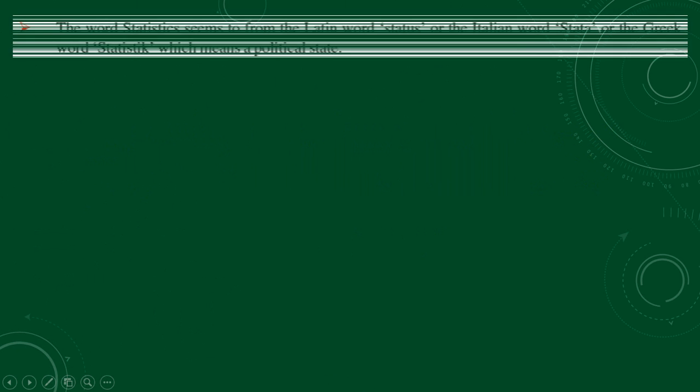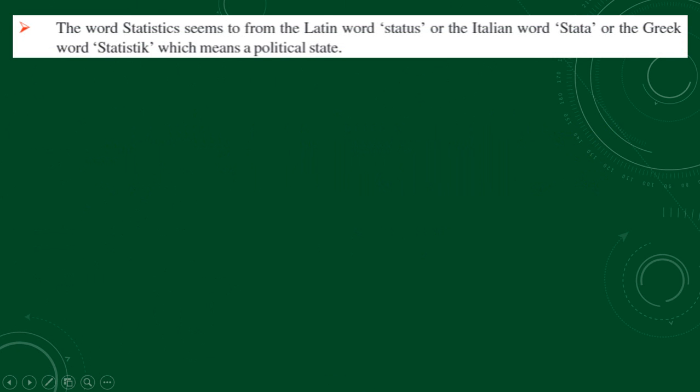The word statistics is taken from the Latin word status, or Italian word stata, or Greek word statistics, which means a political state. That means this chapter statistics deals with data, and it tells you the political state, which is nothing but the position of the data.